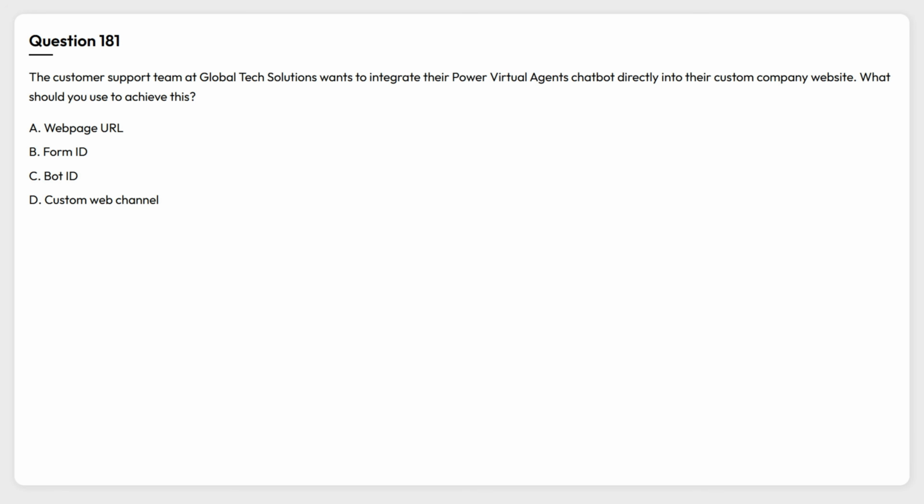Question number 181. The customer support team at Global Tech Solutions want to integrate their Power Virtual Agents chatbot directly into their custom company website. What should they use to achieve this? Option A, web page URL. Option B, form ID. Option C, bot ID. Option D, custom web channel. The correct answer is option D, custom web channel.